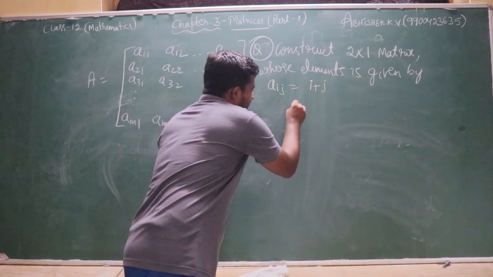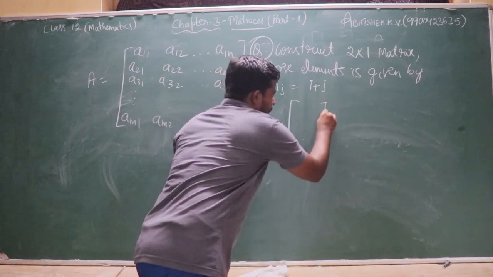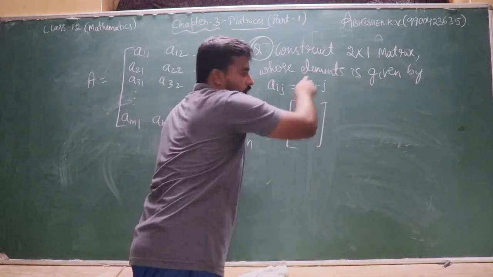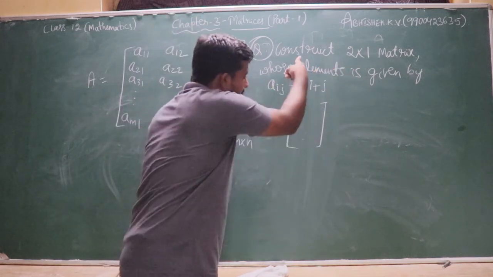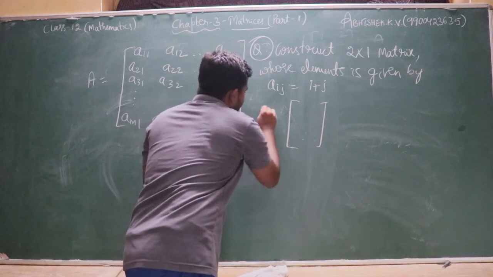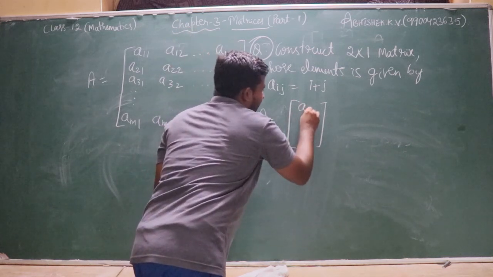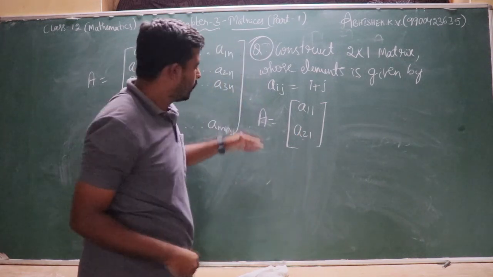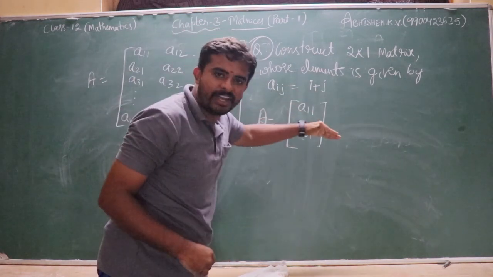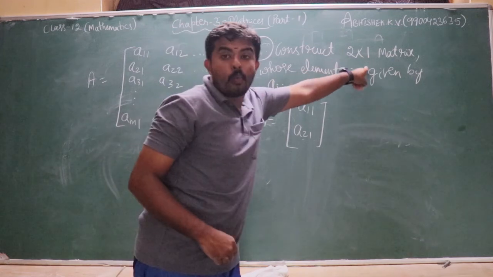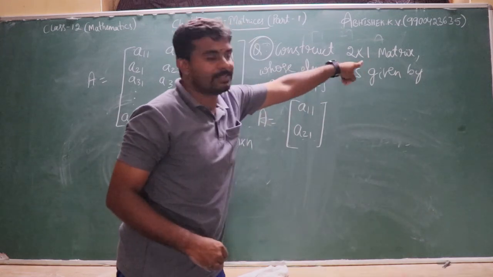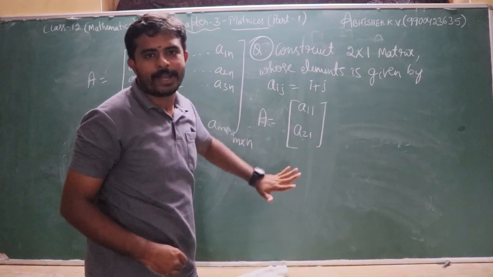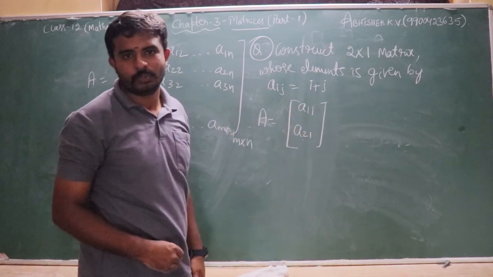If I consider the matrix, how many rows? 2 rows, 1, 2. How many columns? Only 1. Therefore, the matrix is of the form A11, A21. First row, first column; second row, first column. 2 rows, only 1 column. The matrix is of the form A11, A21.